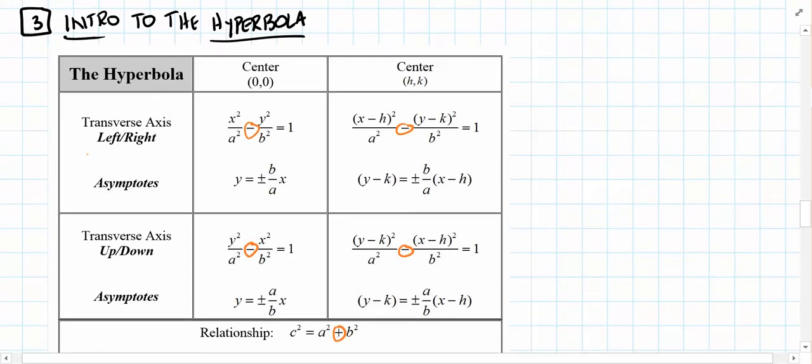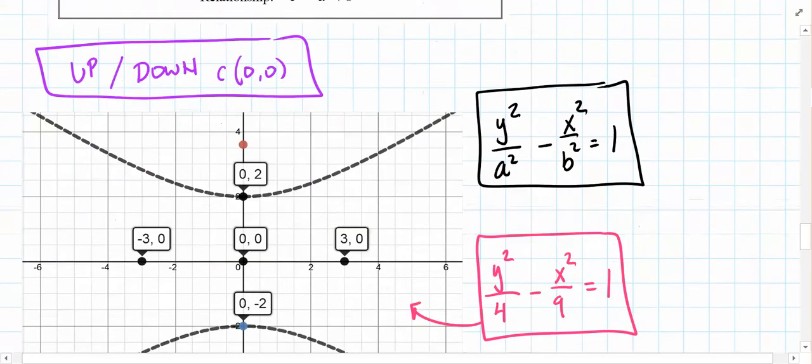It's either the transverse axis is going to be left and right, meaning that it'll look something like this, your left-right hyperbola, or your hyperbola is going to be up-down, so something like this. So it's either going to be a left-right hyperbola or an up-down hyperbola. And again, here are all the equations that we're going to use, and they are exactly the same thing as the ellipse, with the exception of the minus sign, okay? So let me show you an example of one.